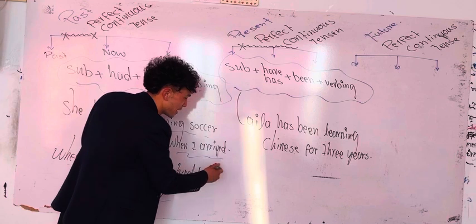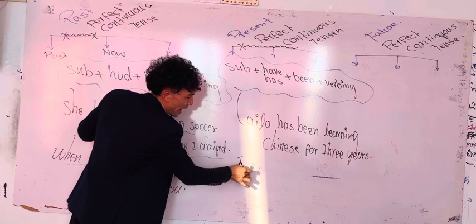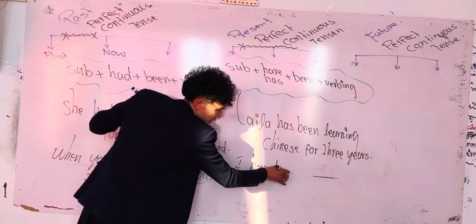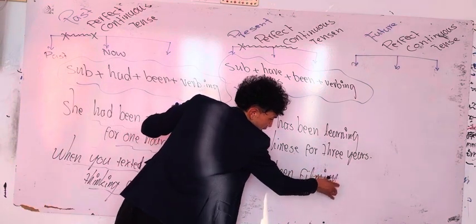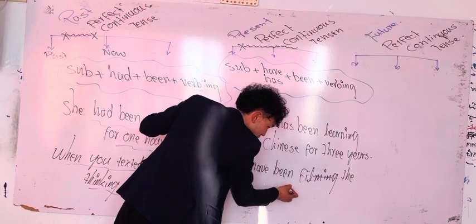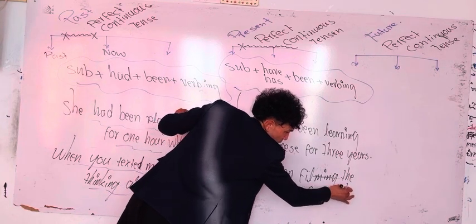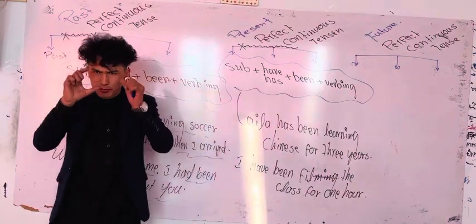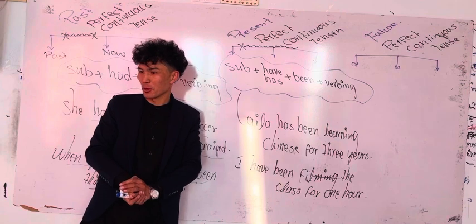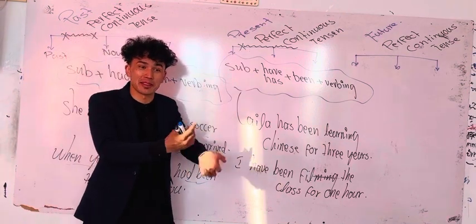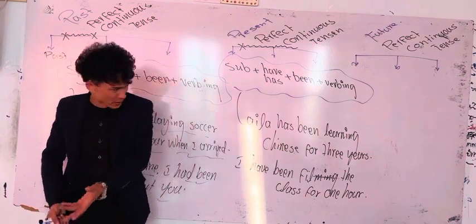For example, another one. I have been filming the class for 1 hour. I've been filming the class, making video of the class for 1 hour. 1 hour ago I started doing this, still I'm doing this. And it may be in progress in the future too. You understand?